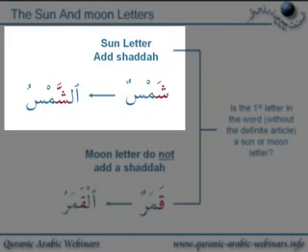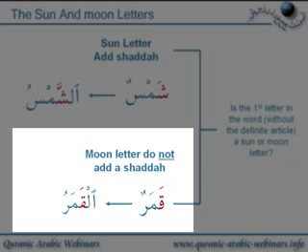Now let's contrast this, or compare it, whichever way you want to look at it, to a moon letter. So we do the same thing again. And the rule is, if the first letter is one of the moon letters, we do not add a shadda to it when we prefix the word with the definite article. So here we've got the word qamar. Okay, and the full word with the grammar would be qamarun. Okay, so indefinite noun. Prefix it with the definite article, it becomes al-qamaru. Okay, so we've dropped one of the dhamma.